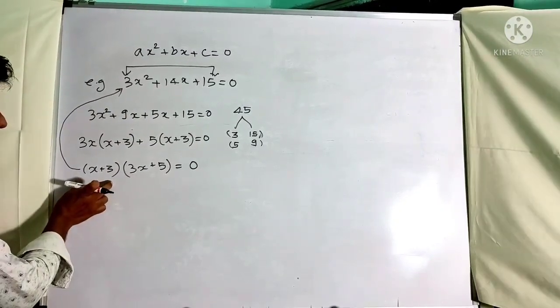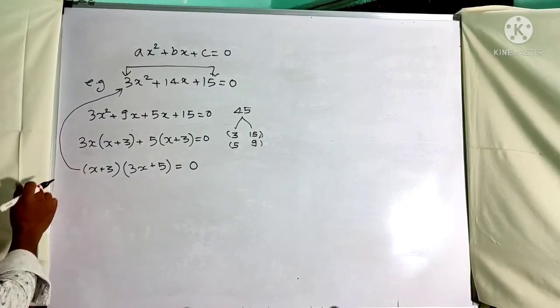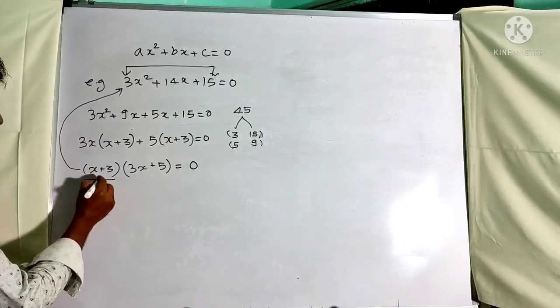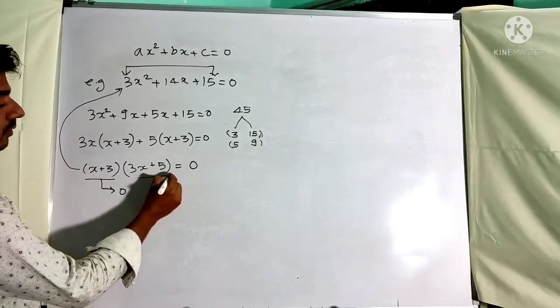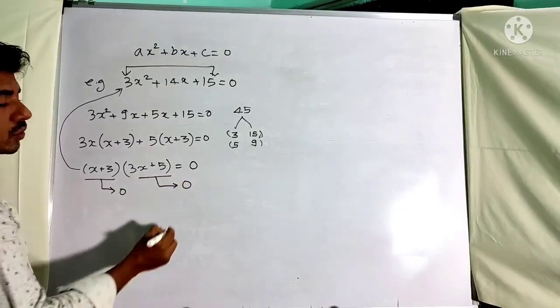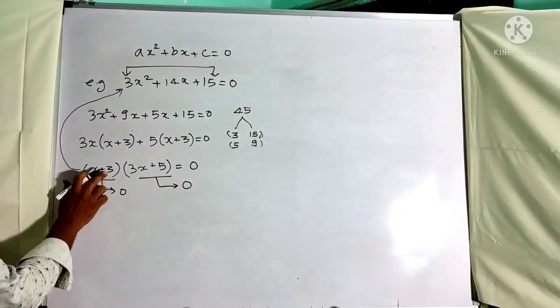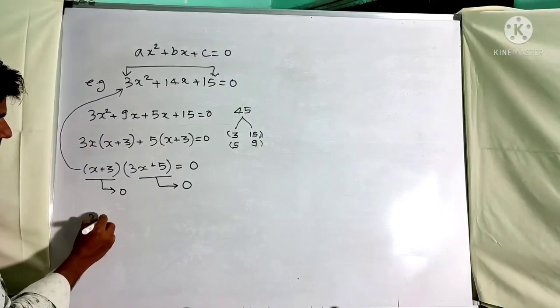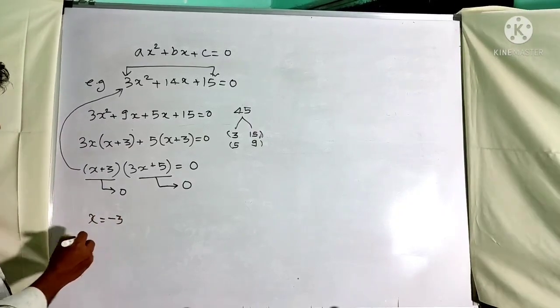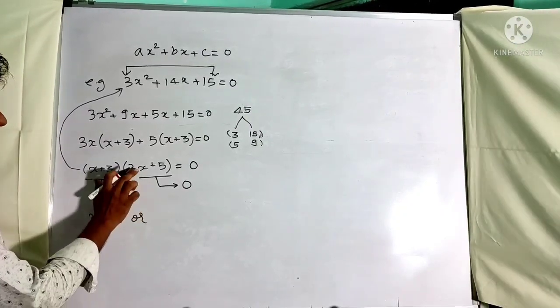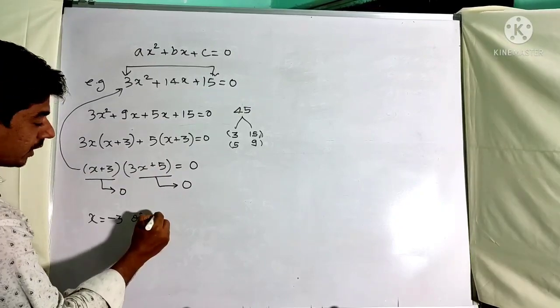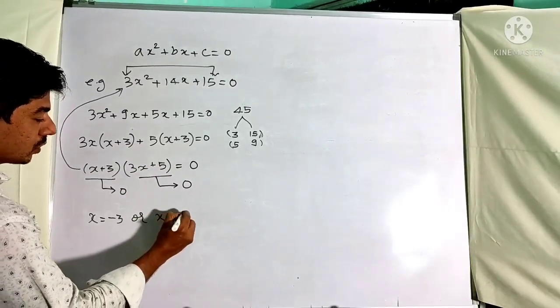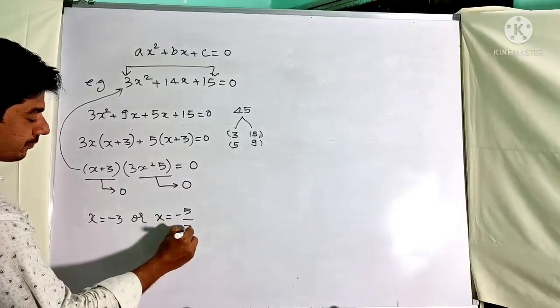To find the value of x, we have to equate it to 0. First we will equate x plus 3 to 0, and then we will equate 3x plus 5 to 0. By equating x plus 3 to 0, we get x is equal to minus 3. Or by equating 3x plus 5 to 0, we get x is equal to minus 5 by 3.